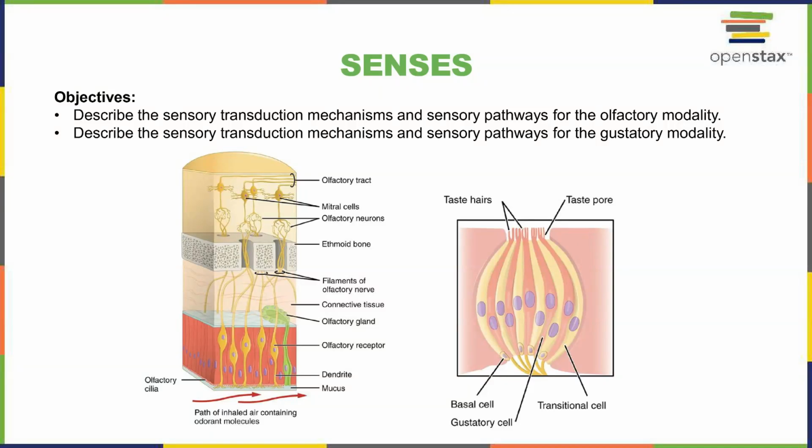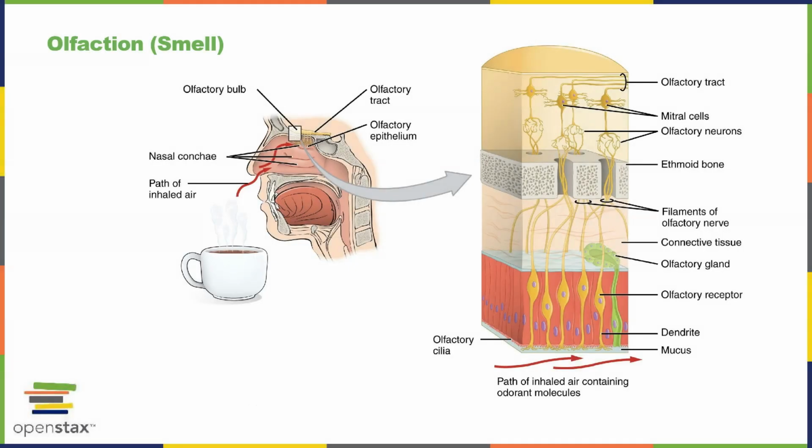In this video, you will learn about the sensory transduction mechanisms and pathways for two of our special senses that involve chemoreceptors. These are olfaction, our sense of smell, and gustation, the sense of taste. Let's start with olfaction. Olfaction is our ability to detect airborne chemicals, what we call odorants.